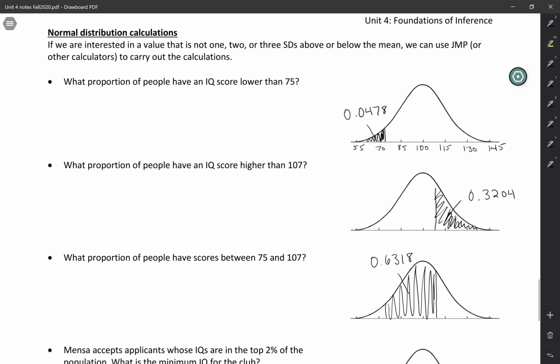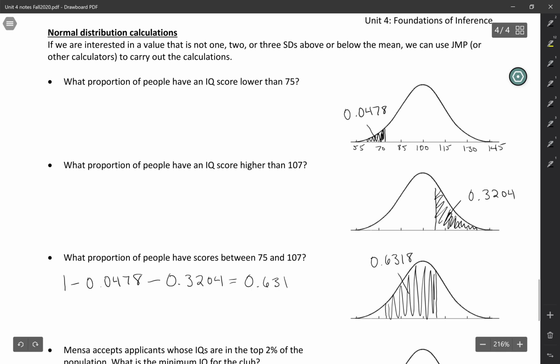Actually, I could have found that based on the information that I was already given, because I do know that this has to total to 100%, so it has to add up to 1. So another way to find this would have been to do 1 minus 0.0478, because I don't want to count the people lower than 75, minus 0.3204, because I don't want to count the people that are above 107, and that would give me the same answer, 0.6318.